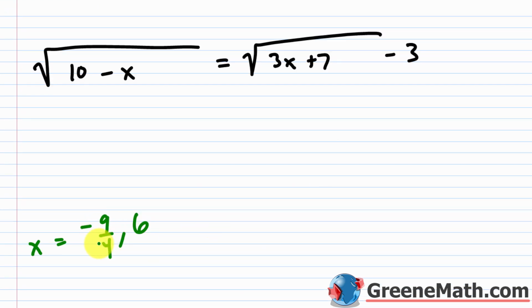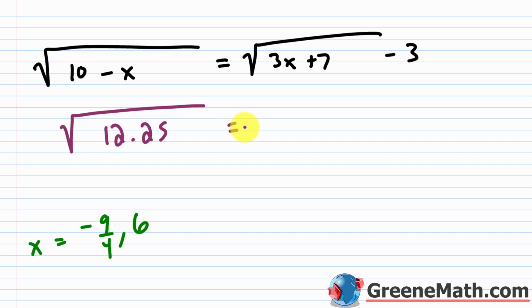So I'm going to tell you in advance, negative 9 fourths is not going to work. Instead of going through and trying to get common denominators, you can just use this as a decimal. So negative 9 divided by 4, that's going to be negative 2.25. So you'd have the square root of 10 minus a negative 2.25. So that's like plus 2.25. So this would be 12.25.